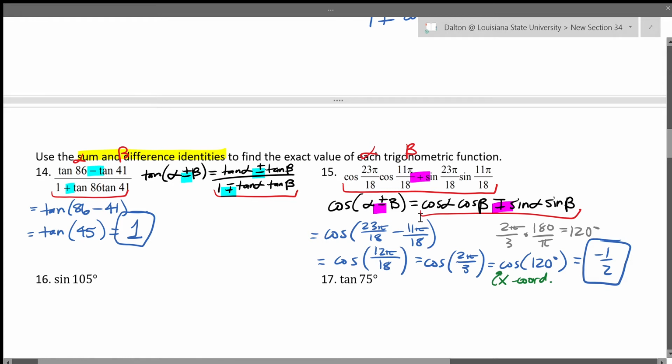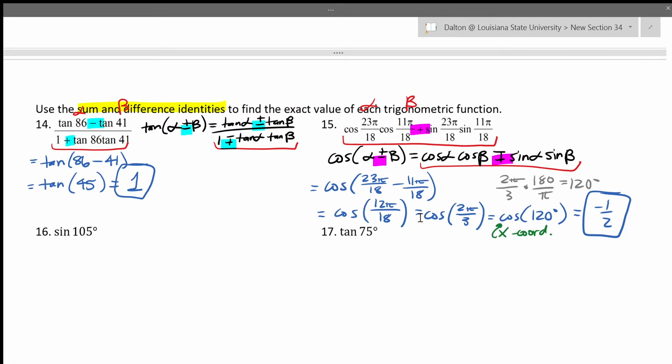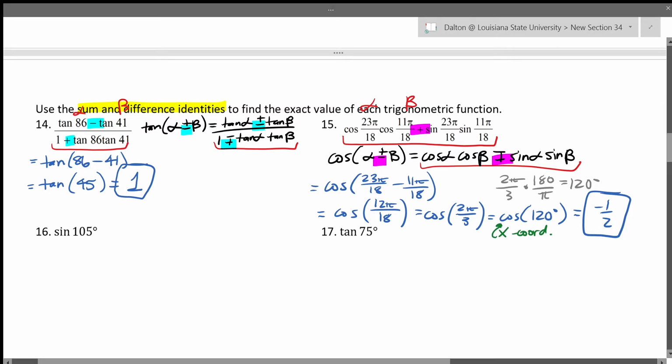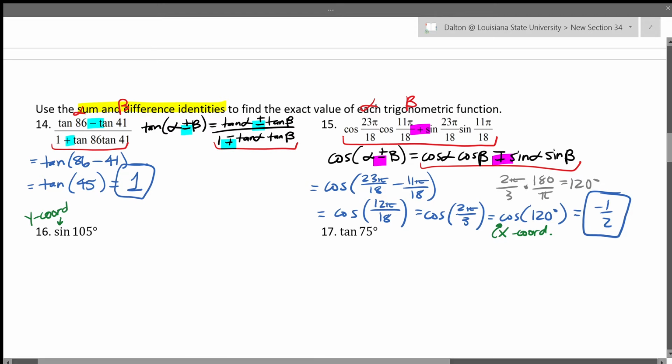The sine of 105. Now, of course, I gave you the hint that you're going to be using your sum and difference identity, but the reason is because if you look at your unit circle, 105 degrees is not on there. So even if you know that the sine is my y-coordinate at that angle, we don't know the y-coordinate of 105 because it doesn't relate to one of our special right triangles. So what we want to do is, again, I prompted you to use a sum and difference identity.